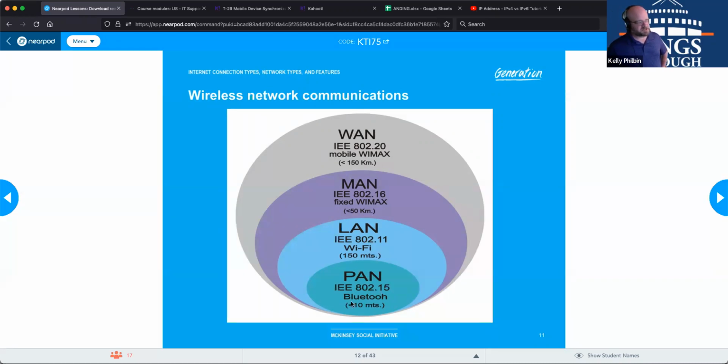802.20, 16, 11, 15, what each of those mean. For A+, you do not need to know what each of those mean, with the sole exception of 802.11. That one you do need to know. That is the Wi-Fi standards. We're about to break that down into smaller chunks so that you can see the different evolutions or flavors of Wi-Fi technology that we have currently. So, questions on this?